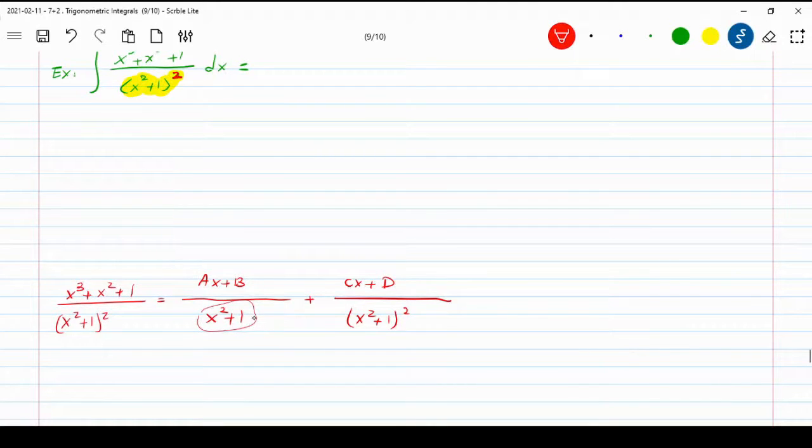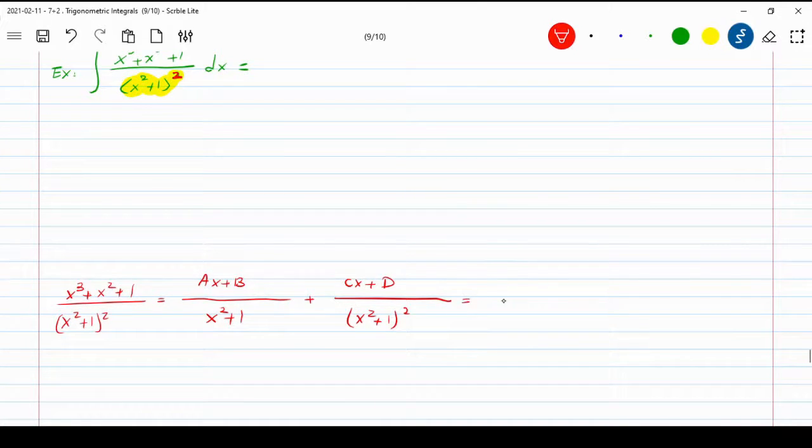That's why I didn't think about simplifying this denominator anymore. It's not possible to factor x squared plus 1. That's why we leave it as it is. So now the question is, what are a, b, c, and d? And the technique would be exactly the same.